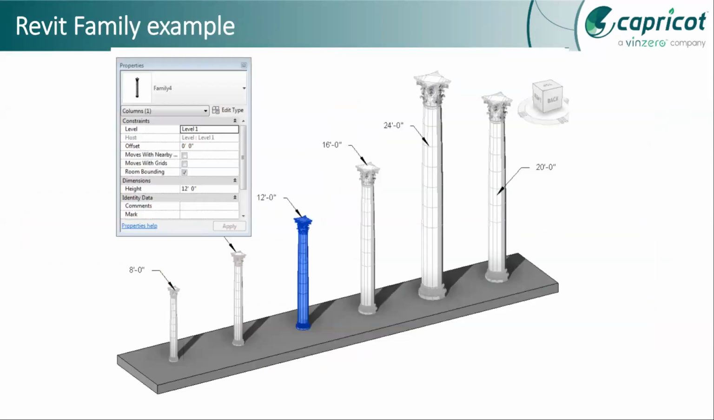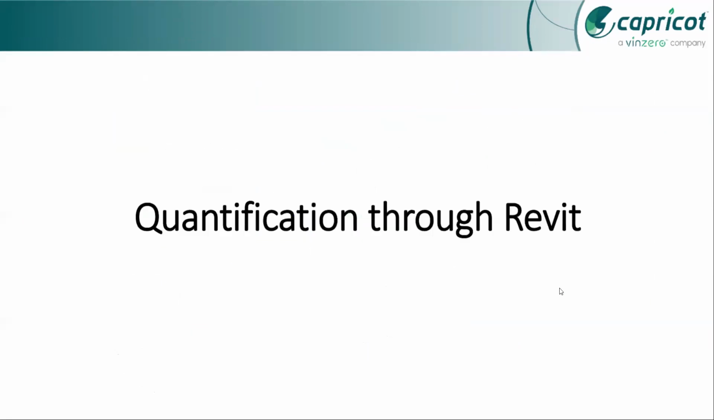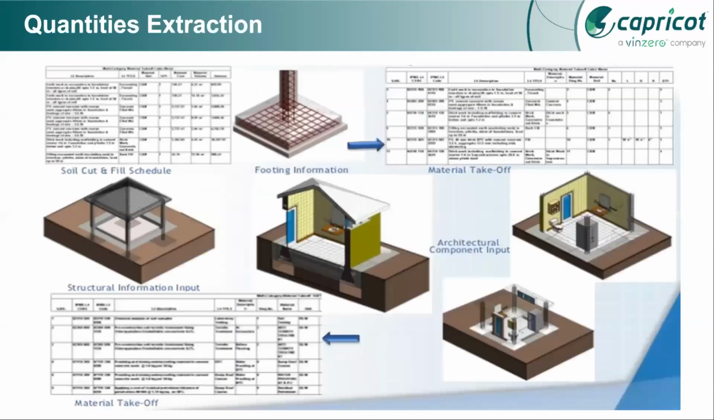Revit family examples. This is a family example where you can adjust the heights, you can adjust the offsets and everything here in Revit. Now we'll directly come to the quantification part through Revit. So you can extract quantities easily.